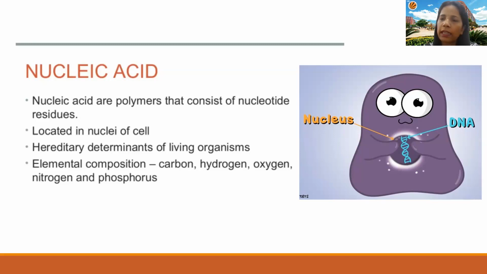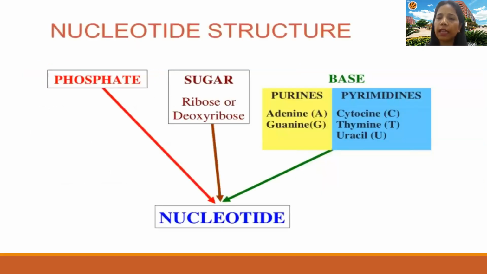Further, we will study what these nucleic acids are made up of, and what the constituents are. Basically, the elemental composition of any nucleic acid, whether it be DNA or RNA, is carbon, hydrogen, oxygen, nitrogen, and phosphorus. Broadly, any nucleotide consists of three parts: a phosphate group, a sugar group, and a base. There are 4 types of nucleotides, and different combinations of these 4 types make different phenotypes, or how any organism looks or behaves.